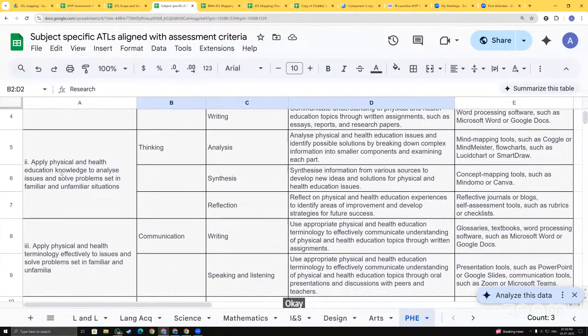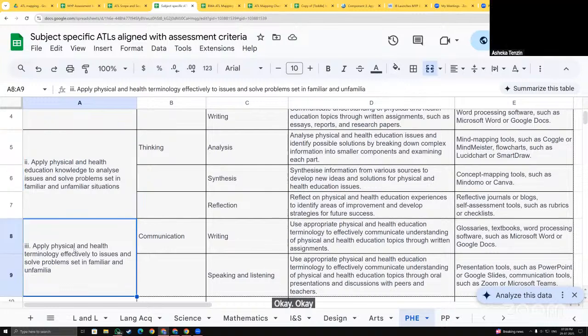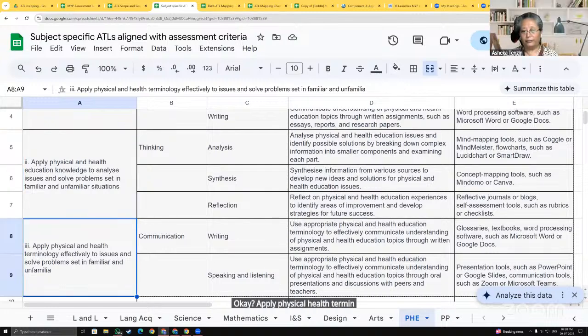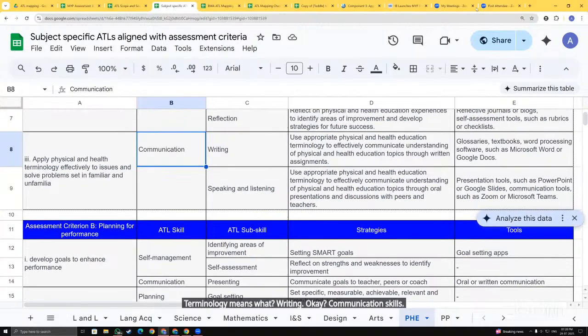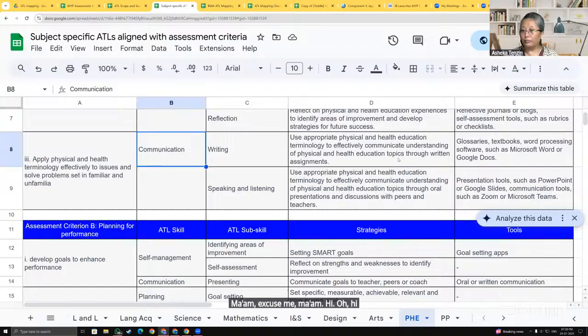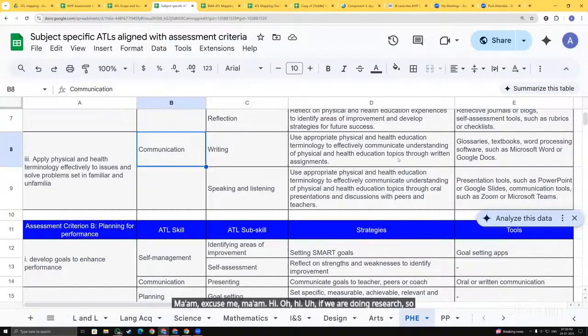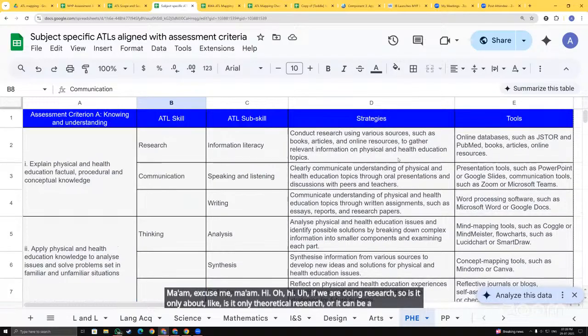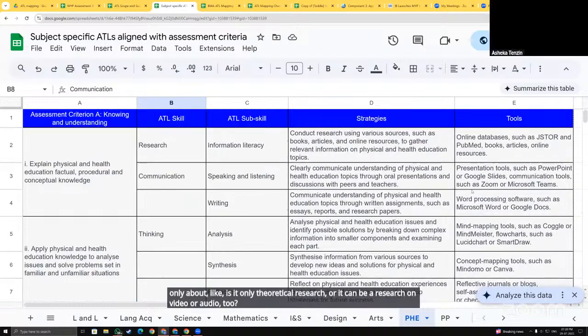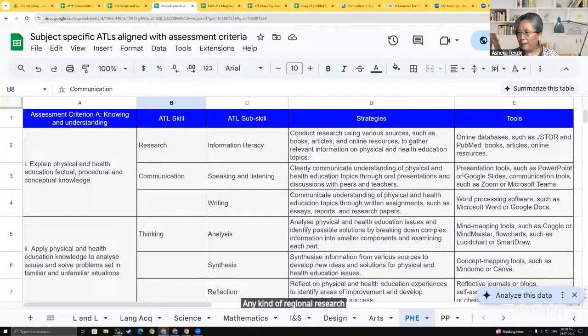Okay? Apply physical health terminology. Terminology means writing. Yes. Okay? Communication skills. Ma'am, excuse me, ma'am. Hi, Amrit. If we are doing research, is it only theoretical research or can it be research on video or audio too? Any kind of research. Okay.